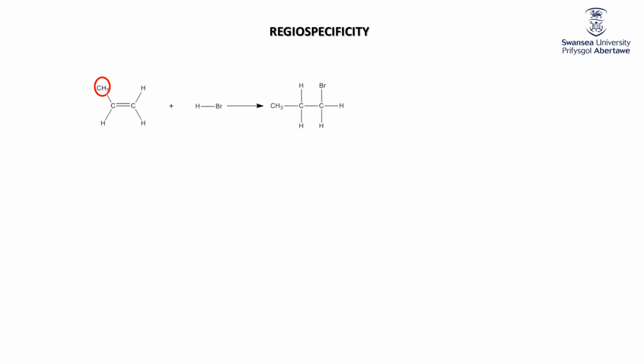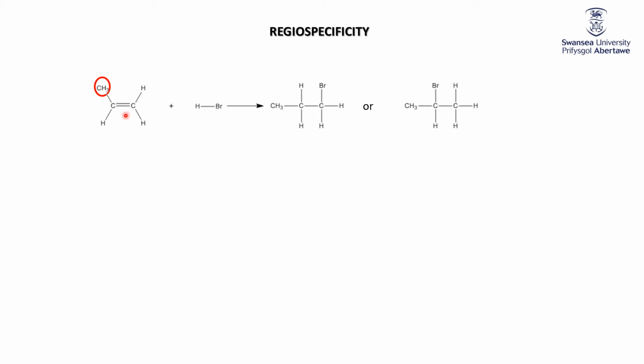So when we add HBr to this, the H is going to go on one of the carbons and the Br is going to go on the other carbon of the double bond. But because these 2 carbons are not the same, we could have this situation in which the hydrogen goes on to the more substituted and the bromine on the less substituted, or we could have this situation in which the bromine goes on the more substituted. 2 possible products of this reaction.